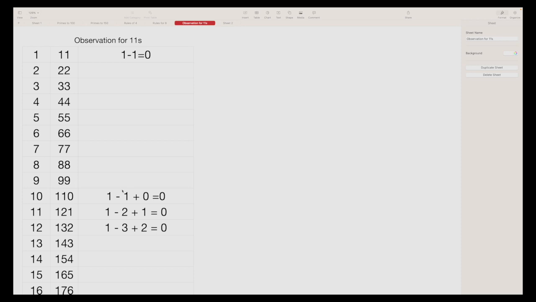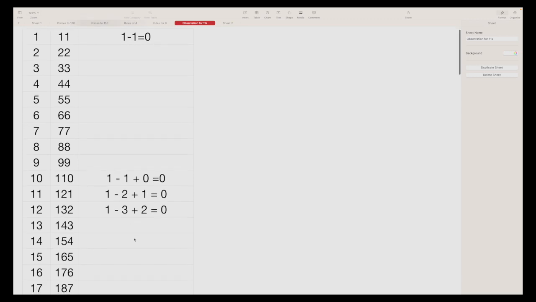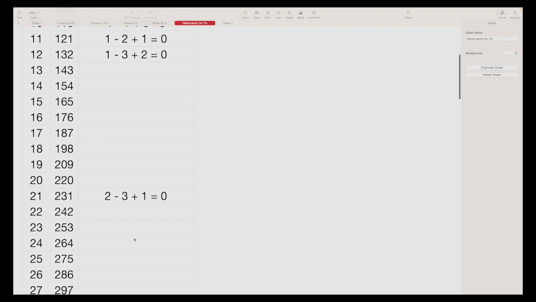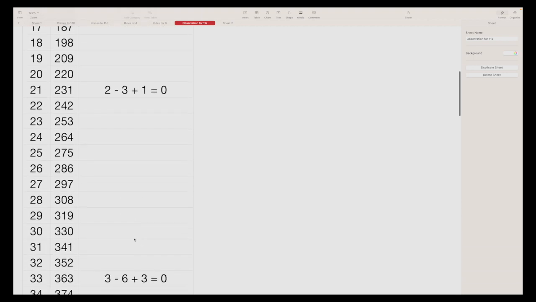9 minus 9, 0. We get to 10, or 110. 1 minus 1 plus 0 equals 0. And again, so you subtract the middle, you add the end. You subtract the middle, you add the end. You subtract the middle. And all of these add up to 0. But it breaks down. But it breaks down in a really, really cool way.